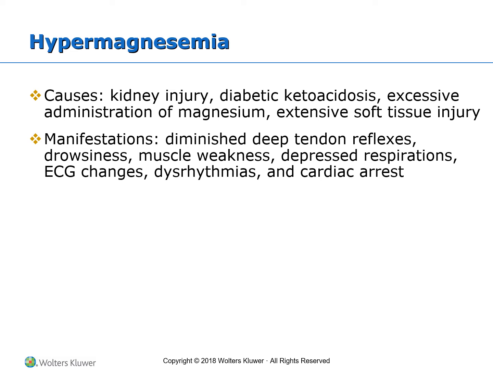The ECG for someone with high magnesium will have prolonged PR intervals. Their T waves will be tall with a widened QRS complex and prolonged QT interval, and they can have an atrioventricular block if you do a 12 lead. They're going to have diminished deep tendon reflexes. They're going to be drowsy, weak, can have suppressed respirations. They will go into cardiac arrest.